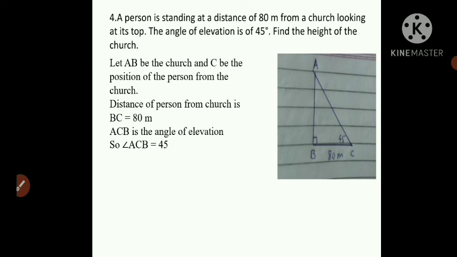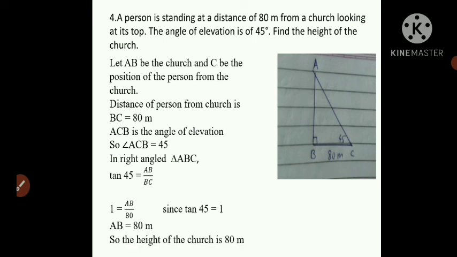Now see, if you consider the right angle triangle ABC, in that triangle tan theta will be opposite upon adjacent. Opposite is AB, adjacent is BC. Now you have to find AB, the height of the church. So we know in the trigonometric value table tan 45 is 1. So in place of tan 45 I'll substitute 1. AB we have to find out, upon 80 remains same. So when you cross multiply, AB is 80 multiplied by 1, which is 80 meters. So the height of the church is 80 meters.